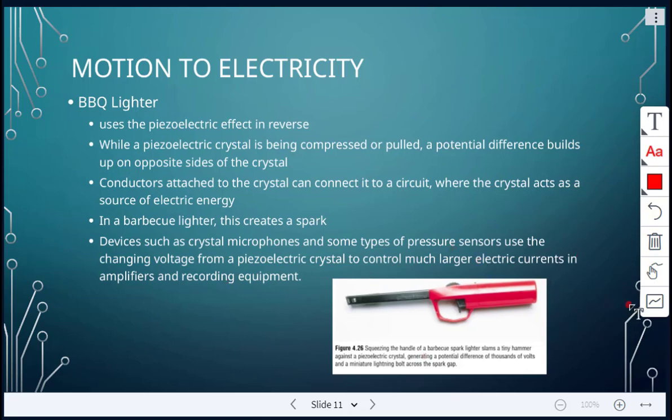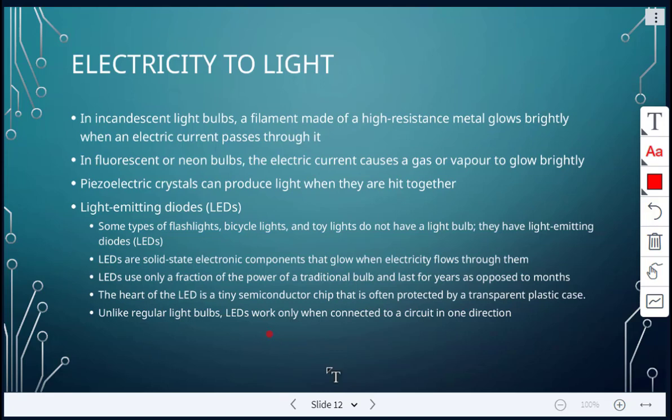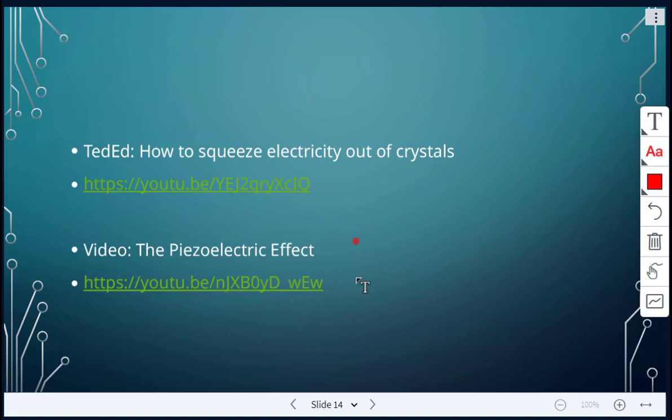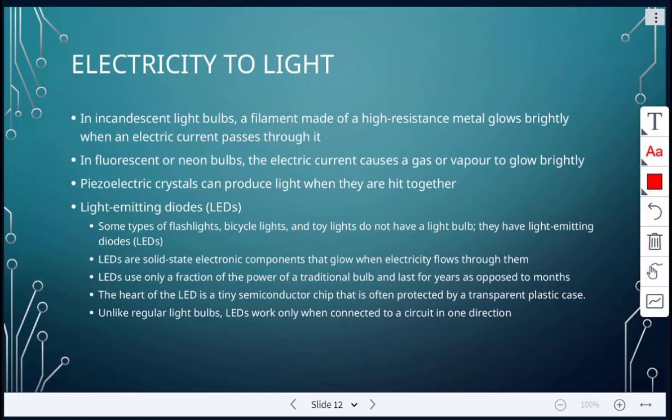Okay, so again, barbecue lighter, when you squeeze the handle, it slams a tiny hammer against a piezoelectric crystal. A potential difference is generated of thousands of volts, and a miniature lightning bolt across the spark gap. I'm just going to move ahead here, and we'll watch this video on the piezoelectric effect, and then we'll go back. So the next topic we're going to talk about is electricity to light.